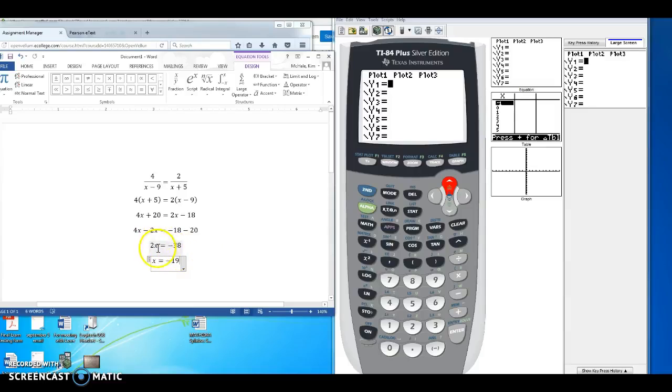My last step is to get x all by itself. It's right now multiplied by a 2, so I'm going to divide both sides of this equation by 2, and I'll get a solution of negative 19.